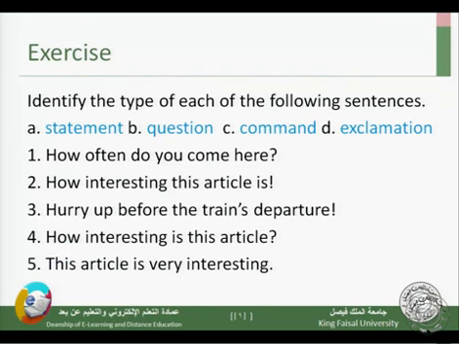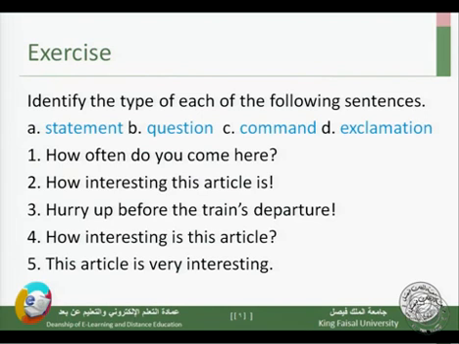What is the type of this sentence? "How often do you come here?" You'll notice that we have a question mark at the end, and the purpose of the sentence is to inquire for information. So this is a question. So the answer of number 1 is B, a question.